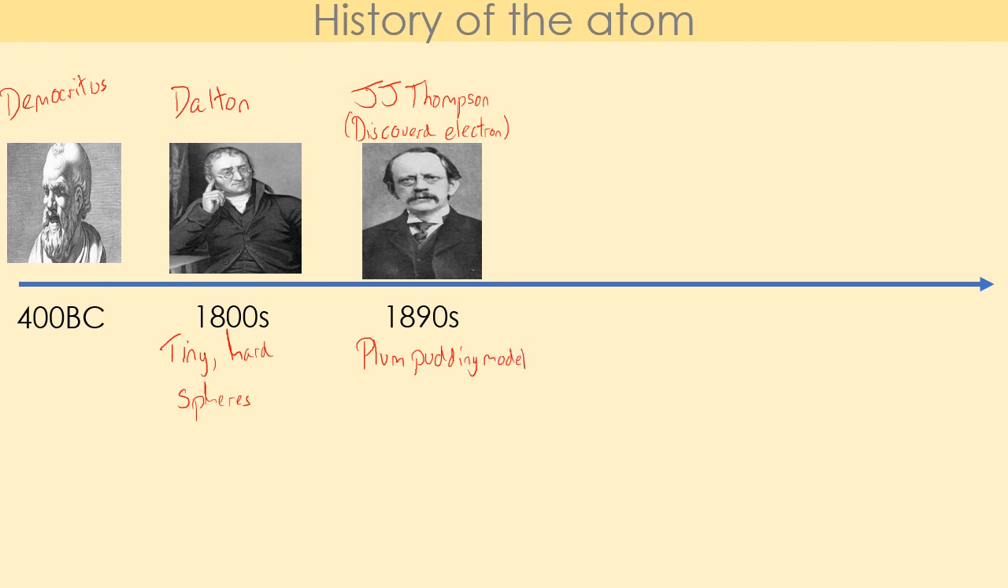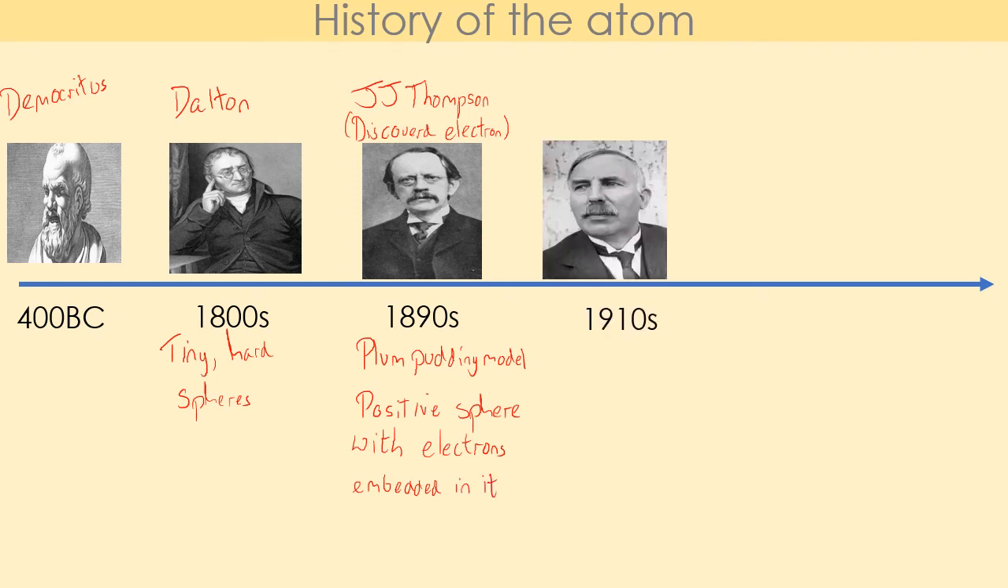And the Plum pudding model tells us that we have a positive sphere with electrons embedded in it. Called it a plum pudding because back in the Victorian times they had these things called plum puddings, which was a pudding, a bit of sponge with plums in it. Just like this idea here. And that was all well and good until this guy came along.